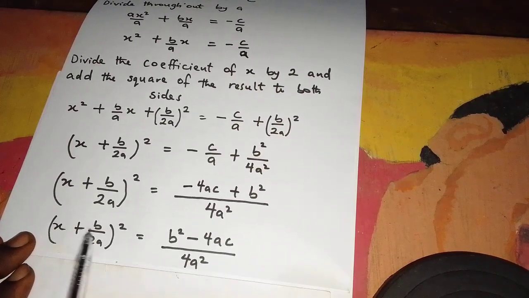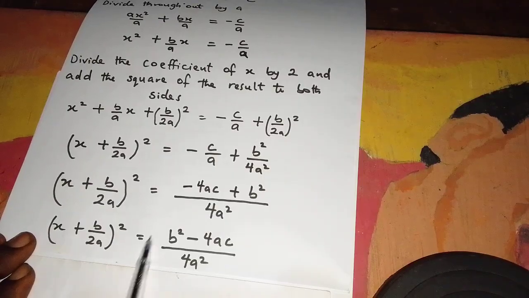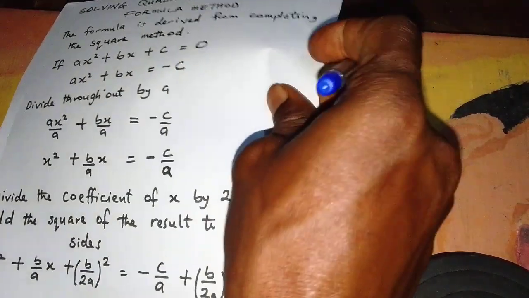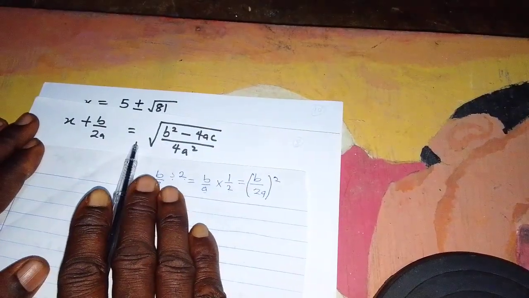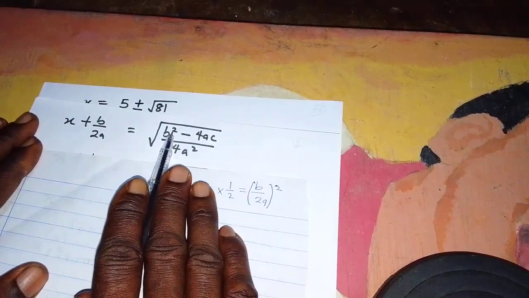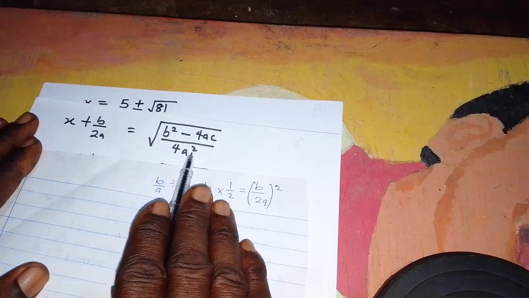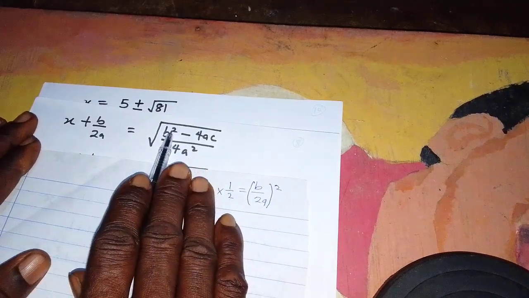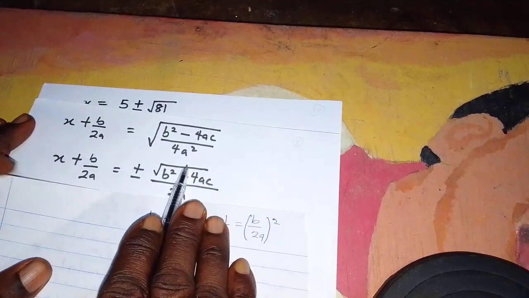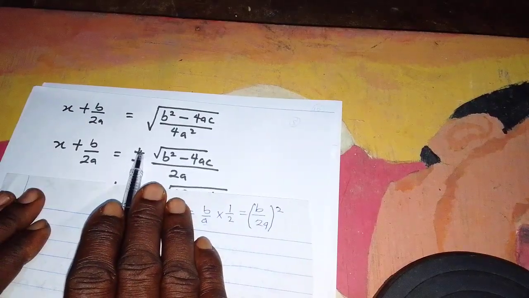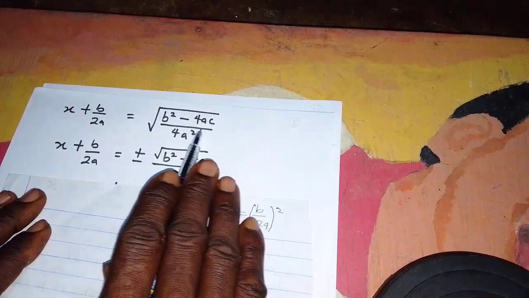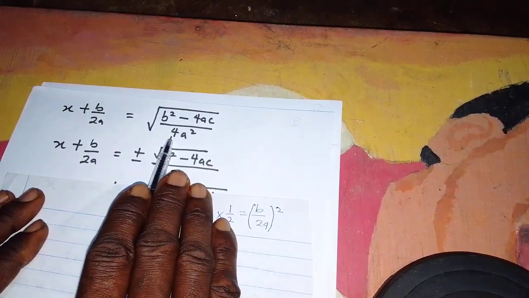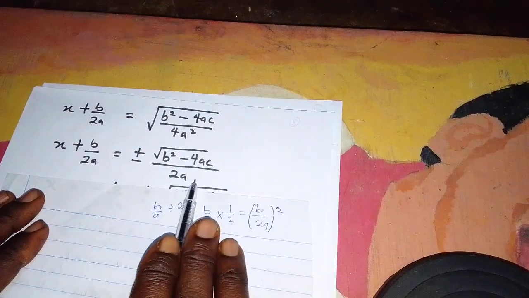So from here, you are now going to bring this square to the other side. When you bring it to the other side, you now have x plus b over 2a is equal to the square root of b squared minus 4ac over 4a squared. It's not easy to find the square root of the numerator, so you leave it as plus or minus the square root of b squared minus 4ac. For the denominator, you can easily find the square root of 4a squared, which gives us 2a.